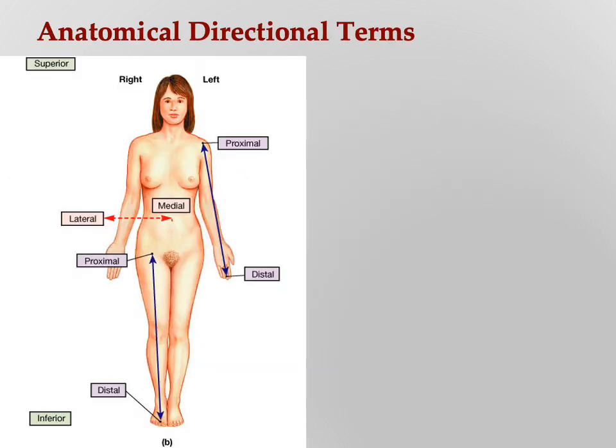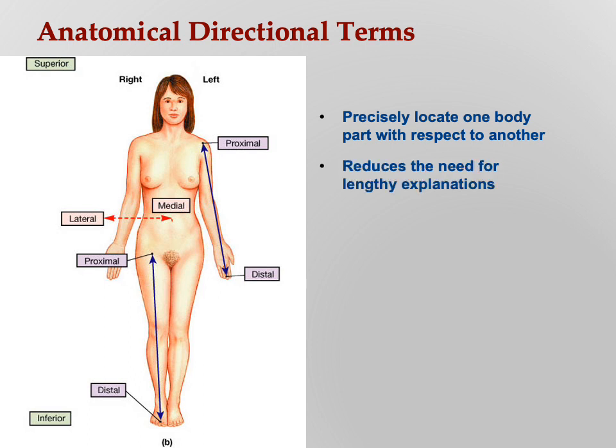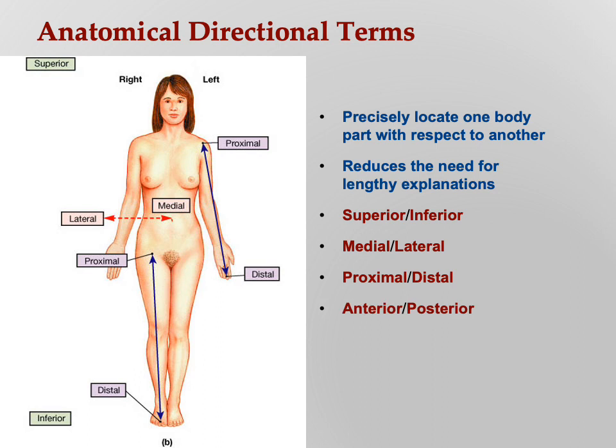So in addition to names, we have directions. Again, you have to be able to precisely talk about where something is compared to something else. It locates one body part with respect to another and reduces the need for lengthy explanations. The thing underneath that thing below that one thing. No, we have precise terms for the regions and for the directions. The directional terms occur in pairs. Superior versus inferior, medial versus lateral, proximal versus distal, and anterior versus posterior. These aren't difficult. You just have to get into the habit of using them.